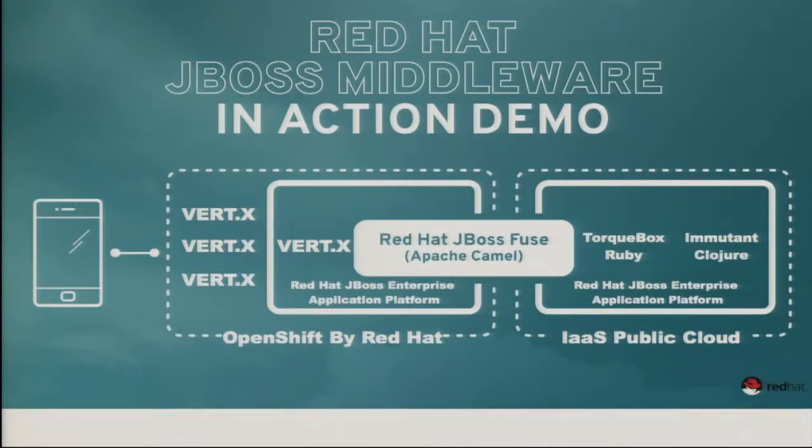running on a handset. So we have JavaScript on the client application. We saw that with HTML5 and the Apache Cordova stuff. We have JavaScript running in the middle tier with Vert.x. We have Ruby, and we have Clojure, all of that running up in the cloud.